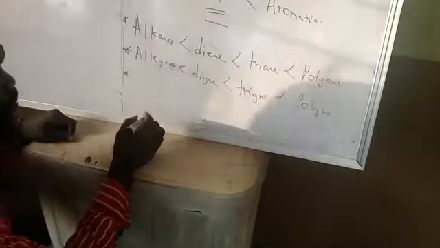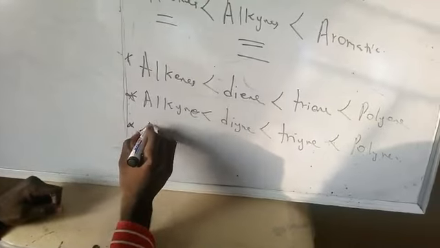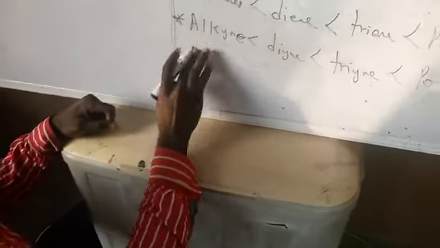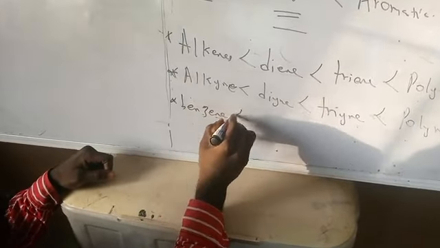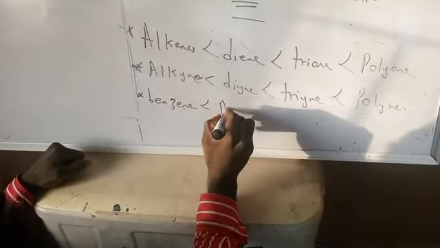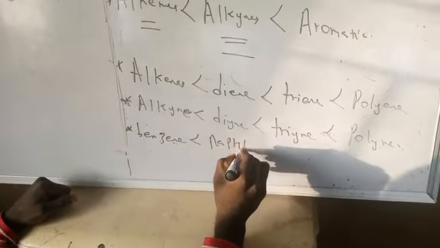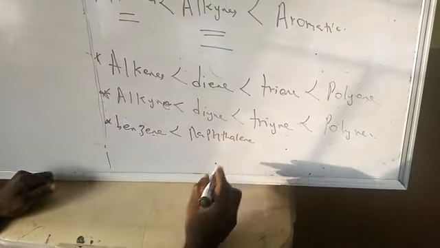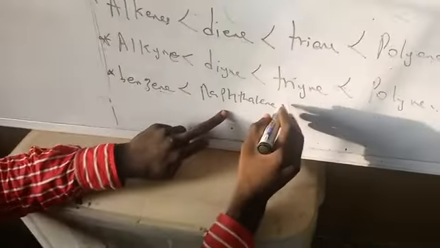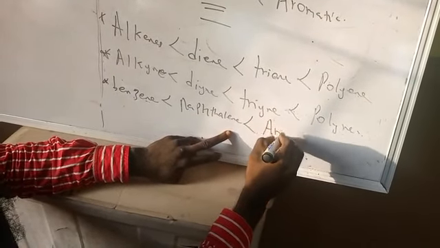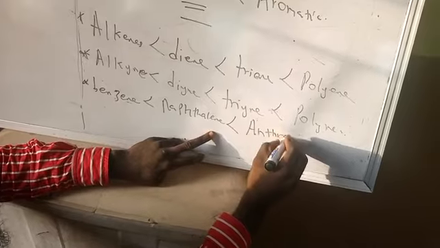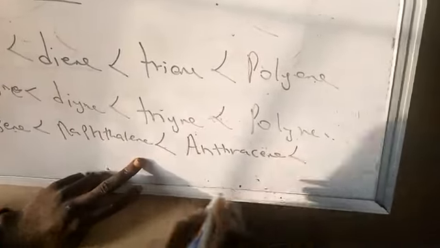We also have benzene, which is lesser compared to naphthalene, which has two benzene rings. Naphthalene is lesser compared to anthracene, and then this one is lesser compared to phenanthrene.